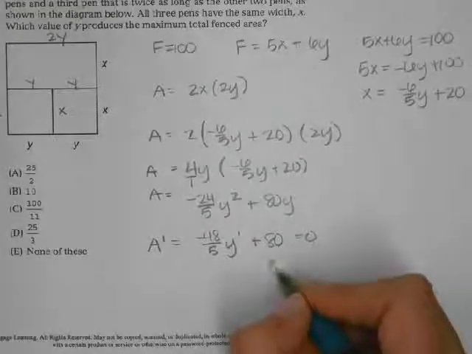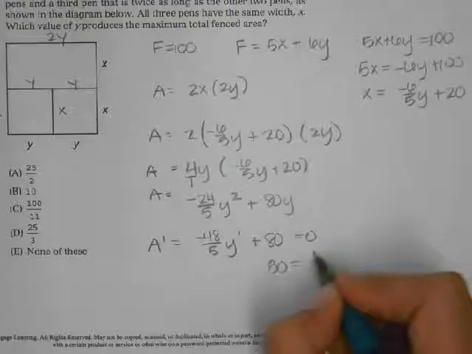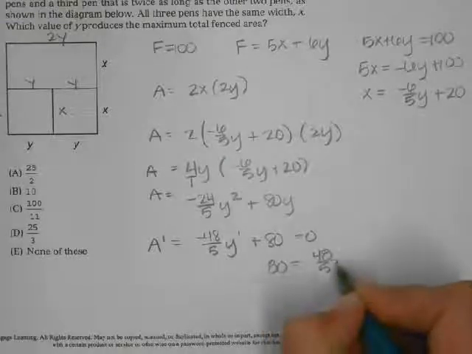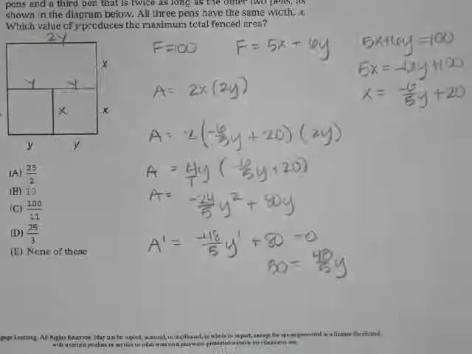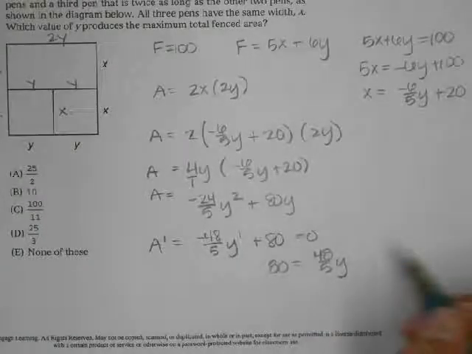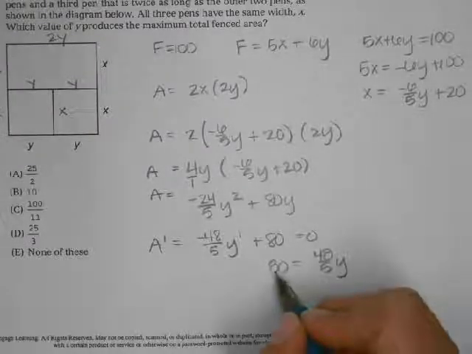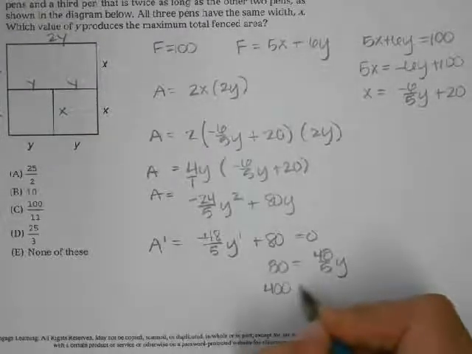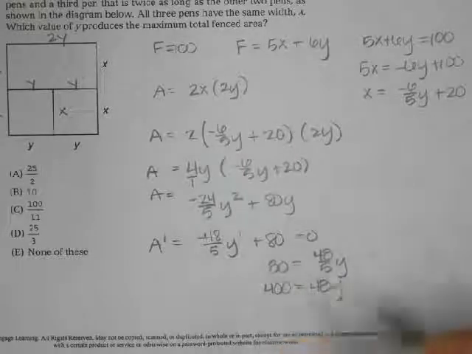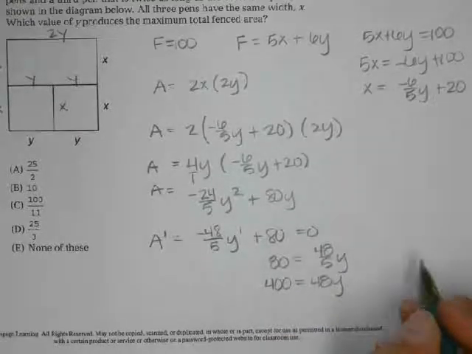And that gives me 80 equals, I'll add this over, 48 over 5 y. And then I need to solve for y, so I'm going to multiply by 5 on each side. So 5 times 80 is 400, so this is going to be 400 equals 48y. And then divide by 48.